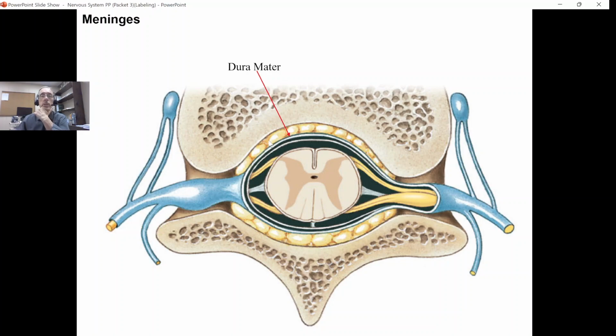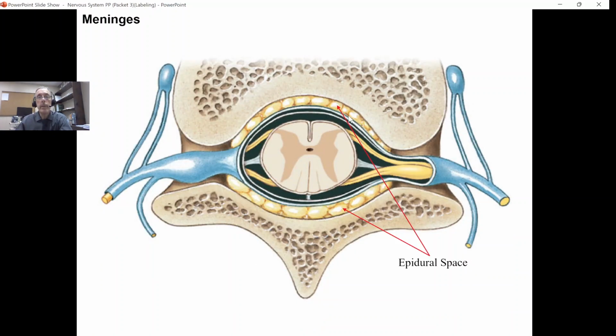This space just outside the dura, I have it labeled here, and you can see it's filled with fat. It's actually filled with fat and blood vessels. All of this is known as the epidural space. We know that epi means above or upon, so it's just outside the dura mater. And again, it's filled with fat, so that fat is going to act as a nice cushion, a bit of a protector. So dura mater here, just outside it, epidural space.